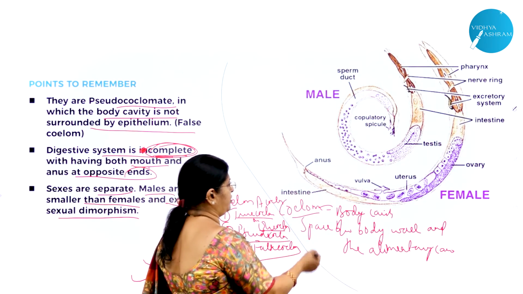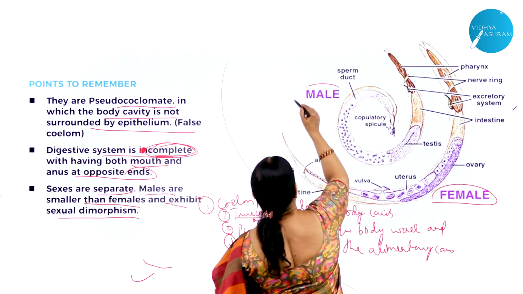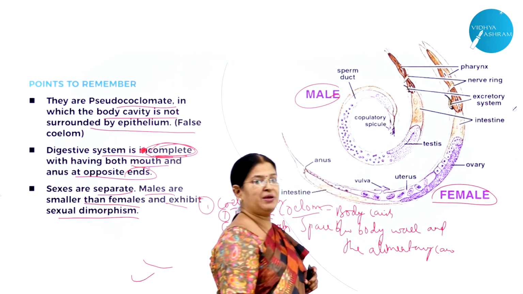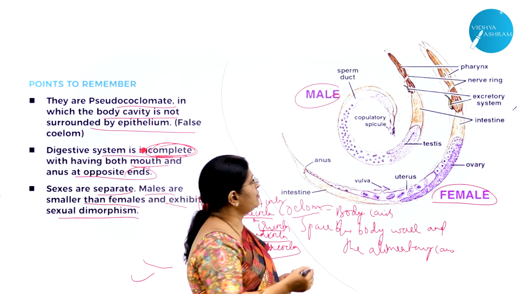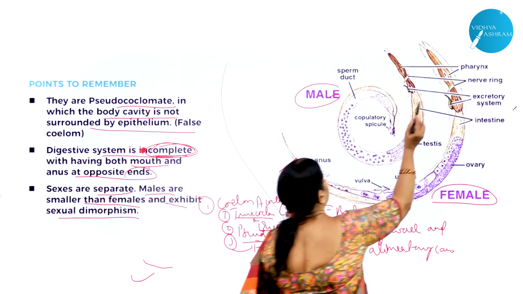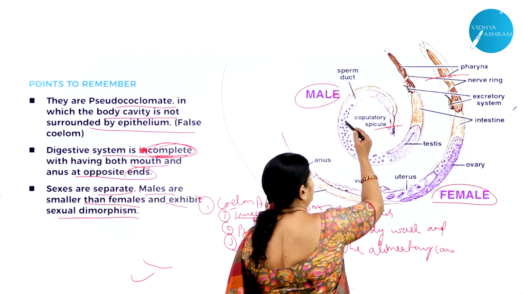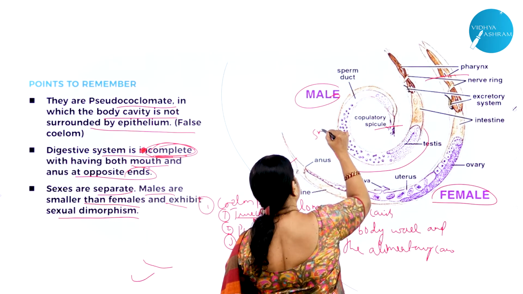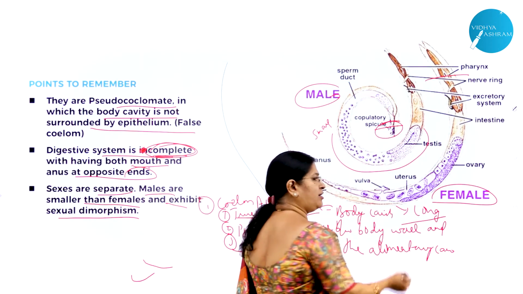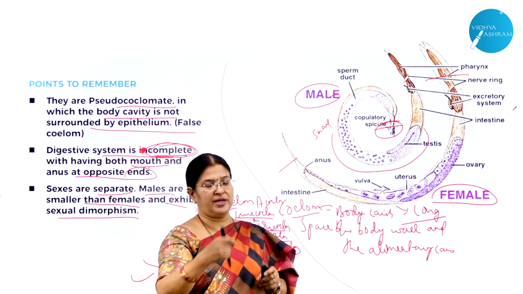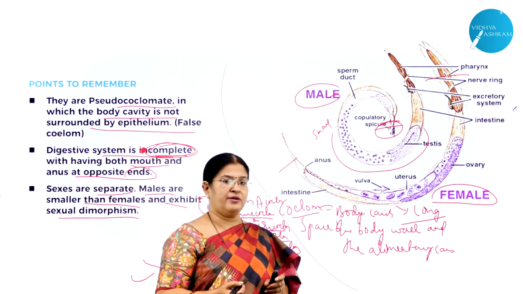Hope you can see the beautiful picture here. Here you can see the female Ascaris and here you can see the male Ascaris. What is the difference? The female Ascaris is longer, and both the ends are pointed, tapering. Here the male is small, and you can see one end of the body is curved. So it is having copulatory spicules, which are used for reproduction.